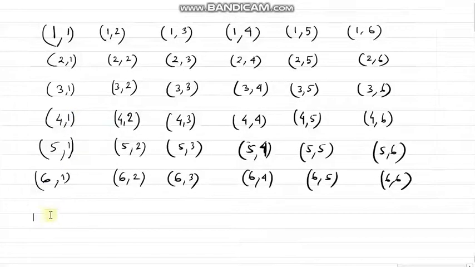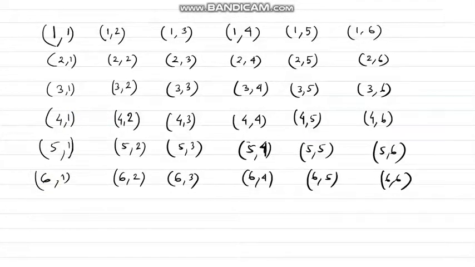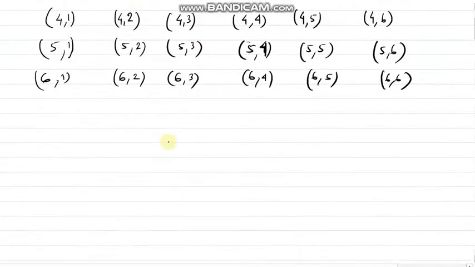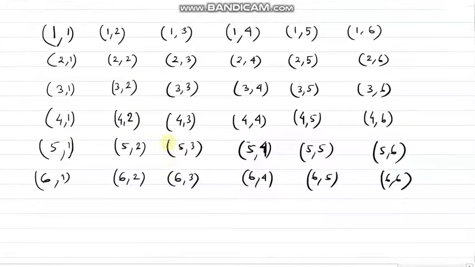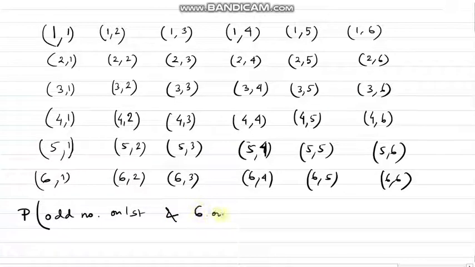Hello everyone. In this video we are going to discuss some complex problems on probability, and that too related to dice. So what's there in a complex problem? Suppose we need to find the probability of an odd number on the first die and 6 on the second. Please be very careful about the use of this "and" or "or".